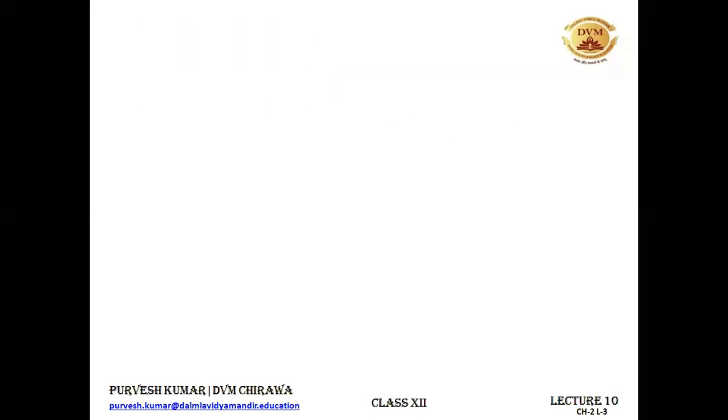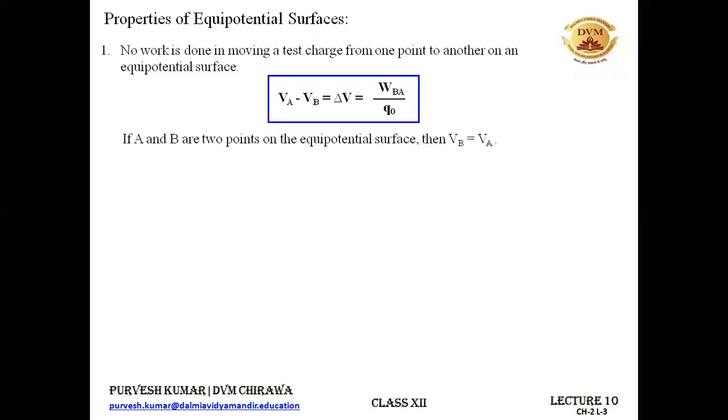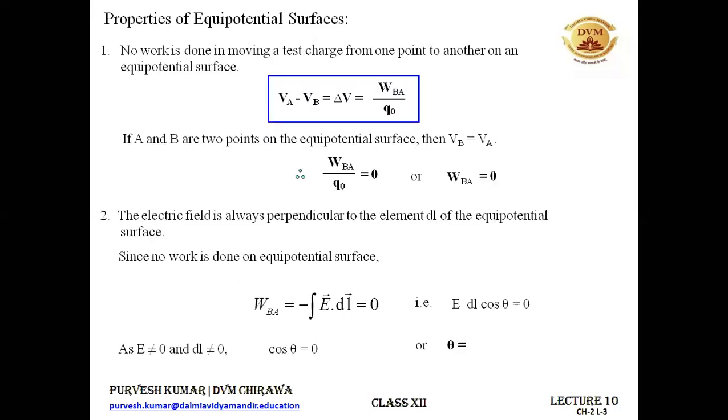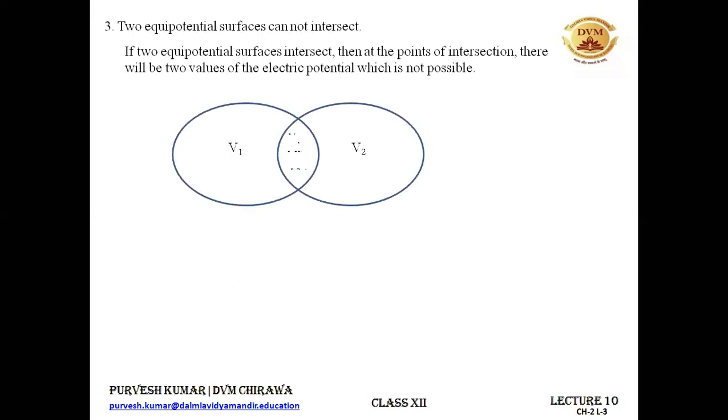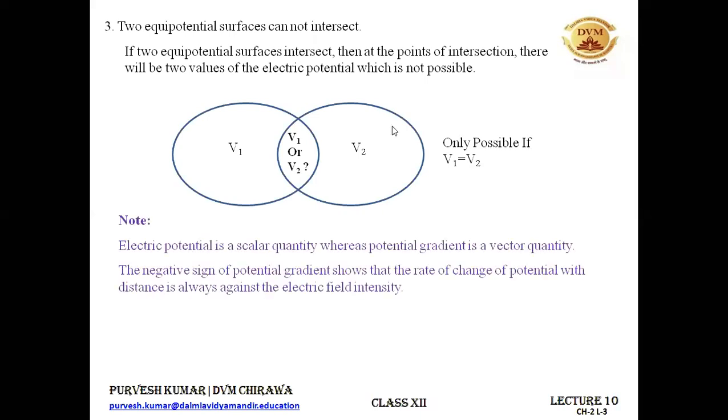The second point, that is this one. The note, the first note is very much clear. Electric potential is a scalar quantity, whereas potential gradient is a vector quantity. We have derived what is potential gradient, and it is a vector quantity.